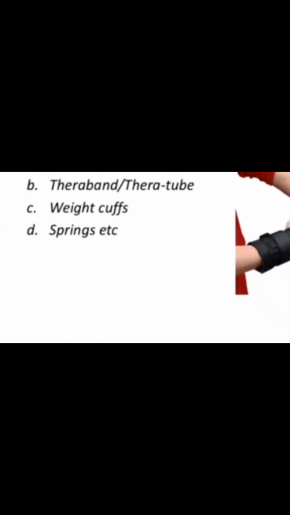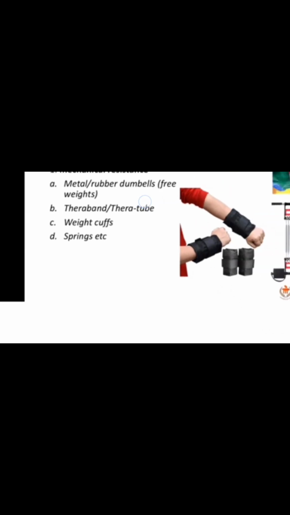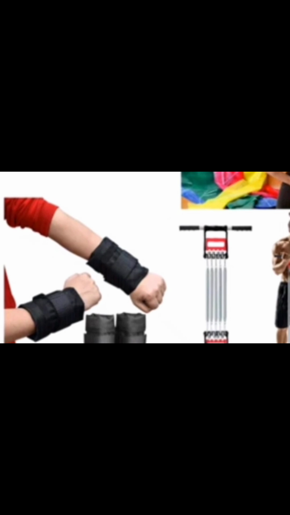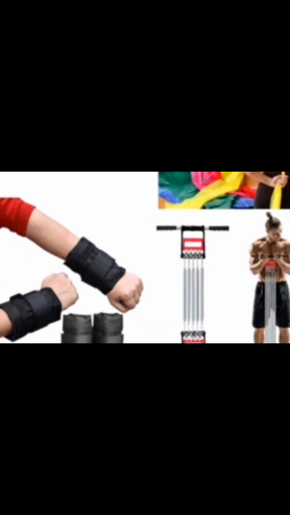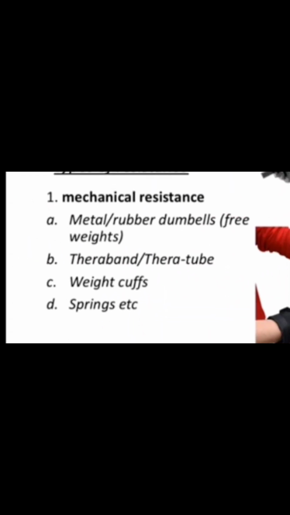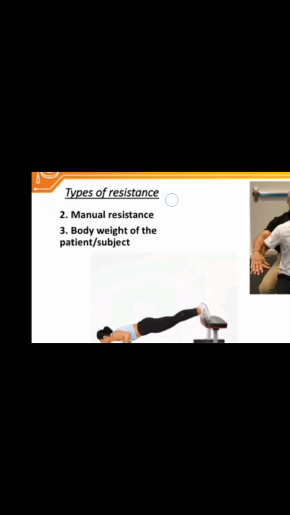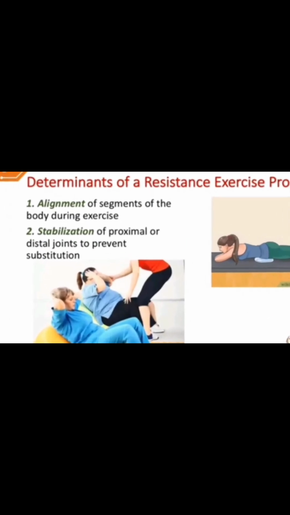Types of resistance क्या क्या होता है? Mechanical resistance में आता है metal या rubber dumbbells, free weights, TheraBand, TheraTube, weight cuffs, springs etc. यहाँ देख सकते हैं आप. Types of resistance: manual resistance, body weight of the patient or subject.